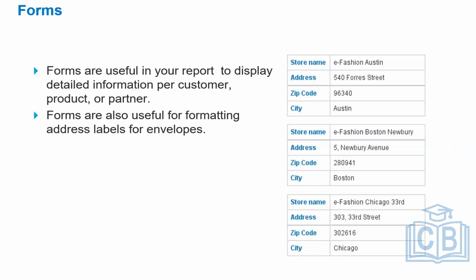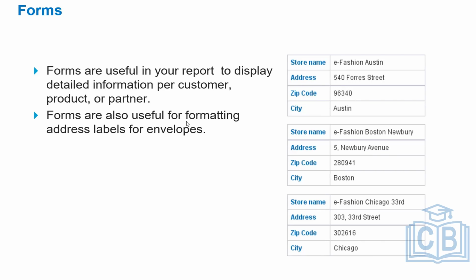We also have forms. These forms are mostly like an address kind of thing. Forms are useful in your report to display detailed information per customer, product, or partner. So it will not display any key figures or any measures. Instead, it will display more details about some customer or their address or product. It is like a visiting card kind of thing, we can say, which will mention the name, the employee ID, the phone number, address. It is like some visiting card or ID card, we can say. So that kind of representation is possible using forms.